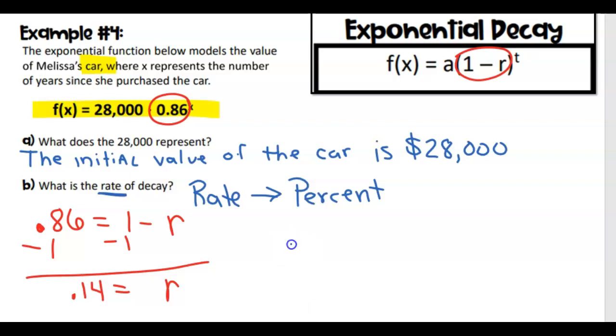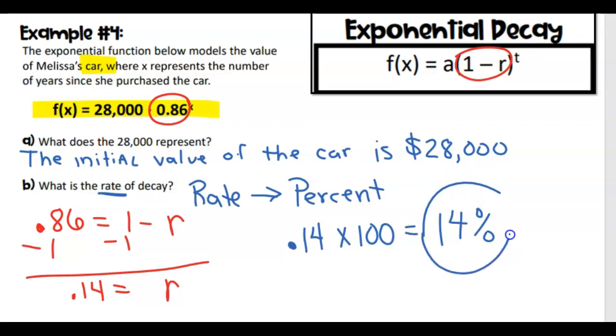How do you change that to a percent? To change a decimal to a percent, you multiply by 100. That moves the decimal point over 2 spaces. That is 14%. That is a reasonable amount. Most cars decrease in value between 10 and 15%, depending on what kind of car it is.